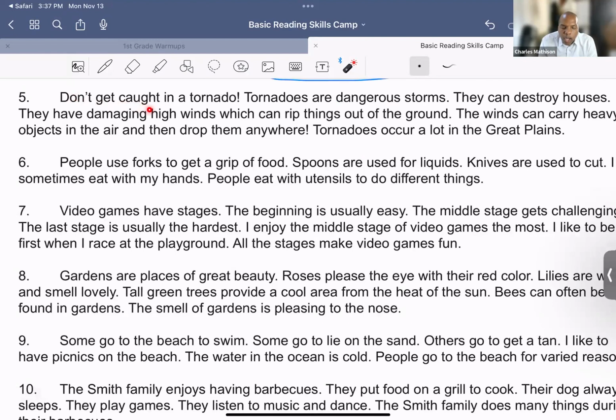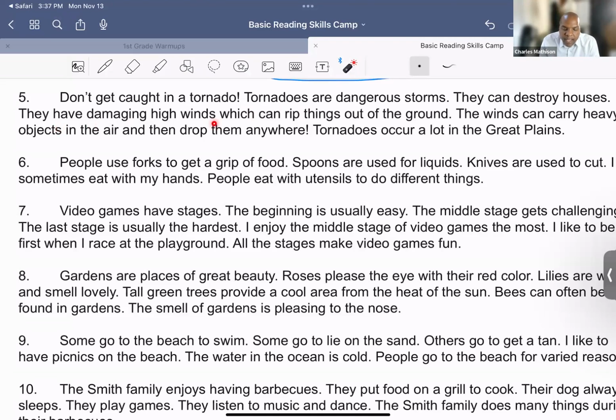Don't get caught in a tornado. Tornadoes are dangerous storms. They can destroy houses. They have damaging high winds, which can rip things out of the ground. The winds can carry heavy objects in the air and then drop them anywhere. Tornadoes occur a lot in the Great Plains.